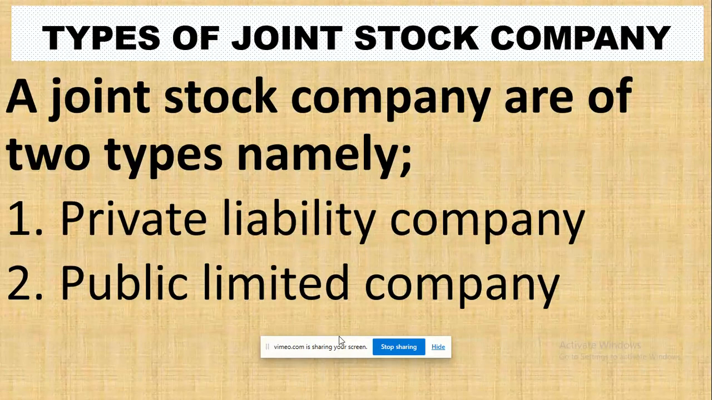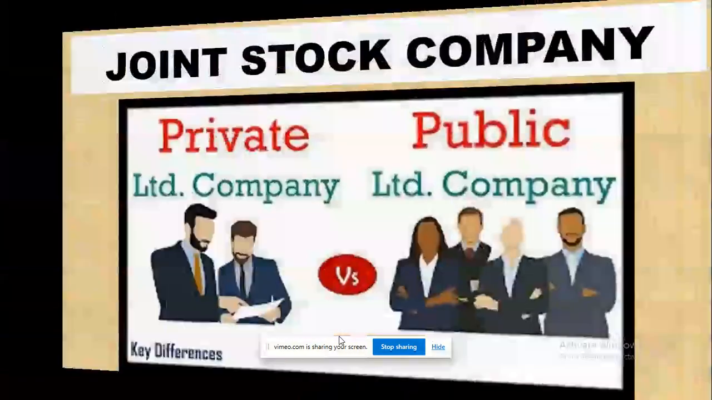Stock company, which are private limited company, sorry, private liability company. What did I say, student? Private liability company. Then the second one is public limited company. What did I say? Public limited companies. These are the two types of joint stock companies. Now let's take it one by one.